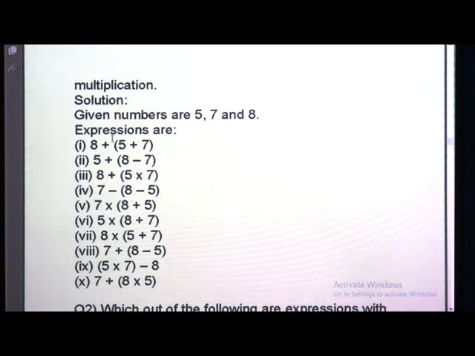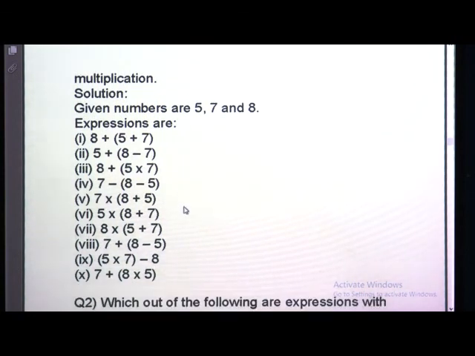So, see, we have the 3 numbers: 8 plus 5 plus 7, 5 plus 8 minus 7, 8 plus 5 into 7, 7 minus 8 minus 5, 7 into 8 plus 5, 5 into 8 plus 7, 8 into 5 plus 7, 7 plus 8 minus 5, 5 into 7 minus 8 and 7 plus 8 into 5. So, these are different expressions where we have used the operations addition, subtraction and multiplication, and the given numbers were 5, 7 and 8.